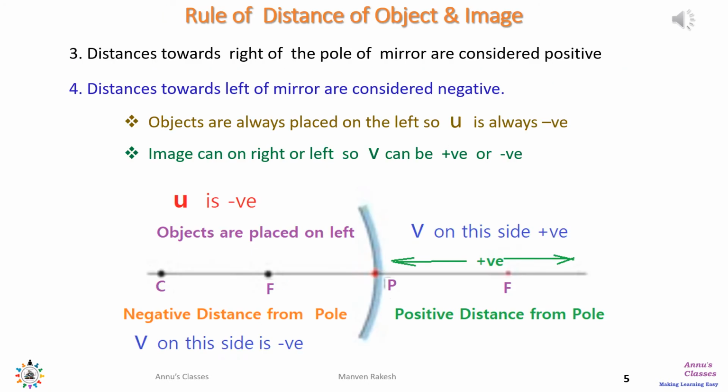Rule 3 says distances towards the right of the pole of the mirror are considered positive. Distances towards the left of the mirror are considered negative. The object is always placed on the left hand side, so object distance u is always negative. Image distance v can be negative or positive. In case of the concave mirror, it is always negative except when the object is placed between f and p, where the image is formed behind the mirror and the distance is positive.